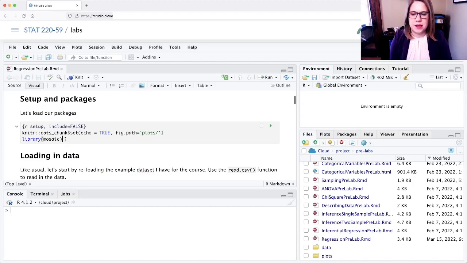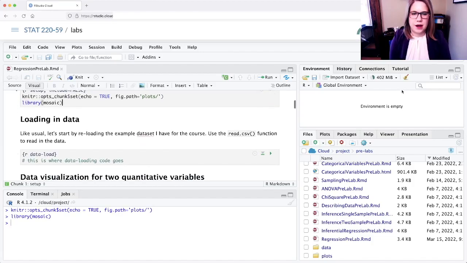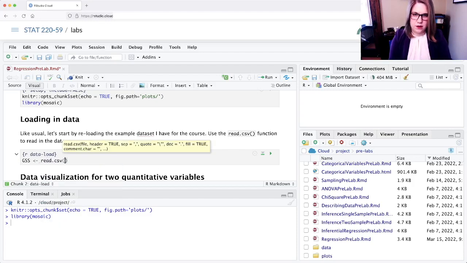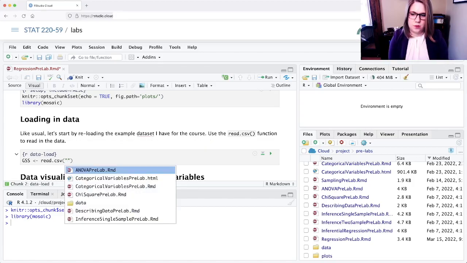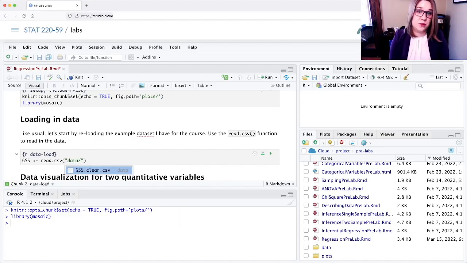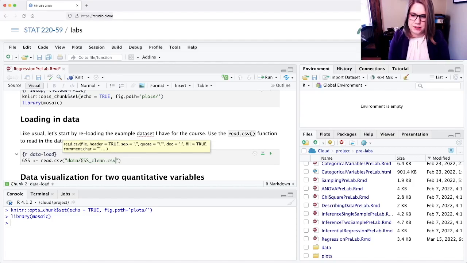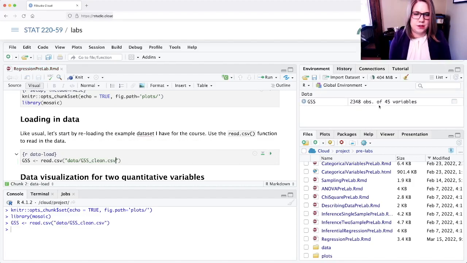So we're going to set things up the way that we always do by running library(mosaic), and we can click the play button on the chunk to run that. And then I cleared out my environment, so I need to reload that example data set that I use every week. So I'm going to put GSS, and then the assignment operator, the less than and the dash, read.csv, parentheses, and then I need quotation marks in there. And then I like using the tab trick, where I hit tab, and then I use the down arrows to get into my data folder, and then it says, okay, there's only one thing in your pre-labs data folder, that's GSS clean. And then I could hit the play button to load in that data.